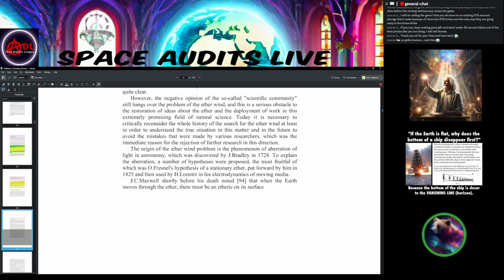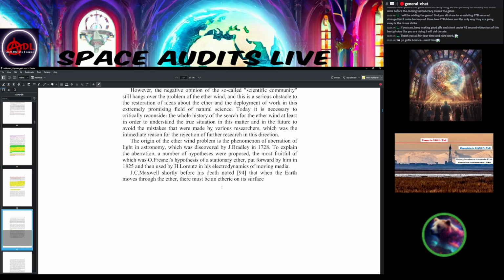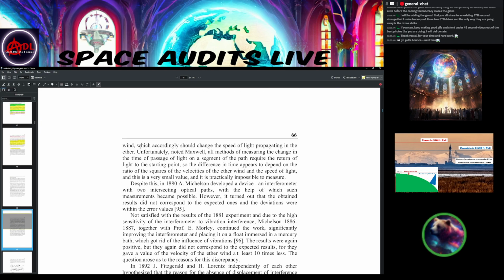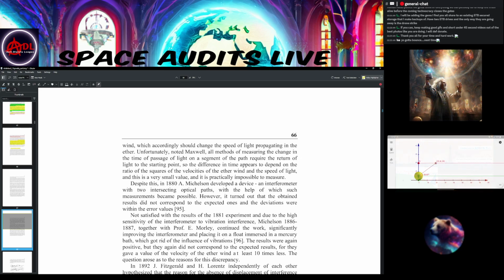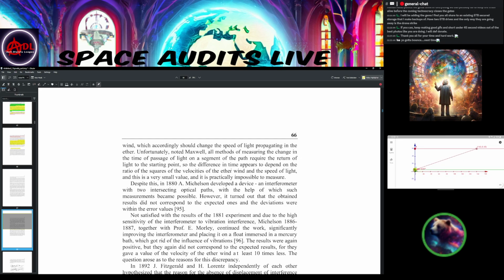James Clerk Maxwell, shortly before his death, noted in citation 94 that when the Earth moves through the ether, there must be an etheric effect on its surface, an ether wind on its surface, which accordingly would change the speed of light propagation in the ether. Unfortunately, noted Maxwell, all methods of measuring the change of time of the passage of light on a segment of path require the return of the light to the starting point. So the difference in the time appears to depend on the ratio of squares of the velocity of the ether wind to the speed of light. And this is a very small value, and it is practically impossible to measure.